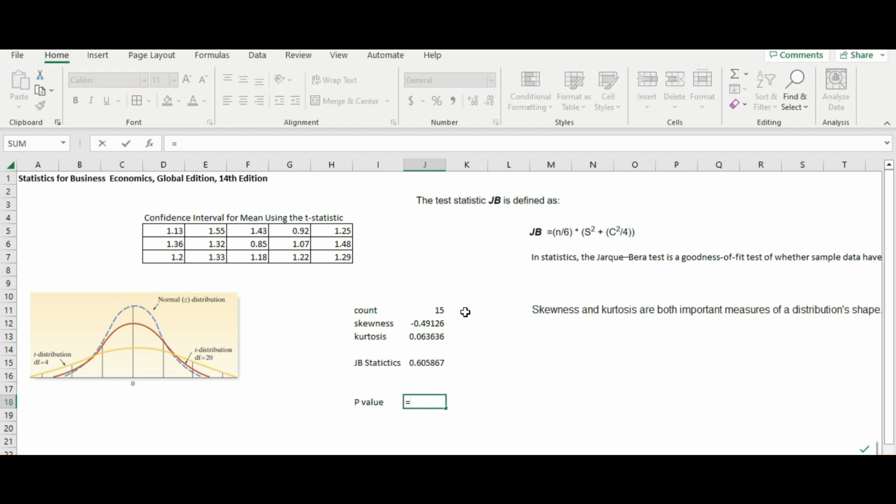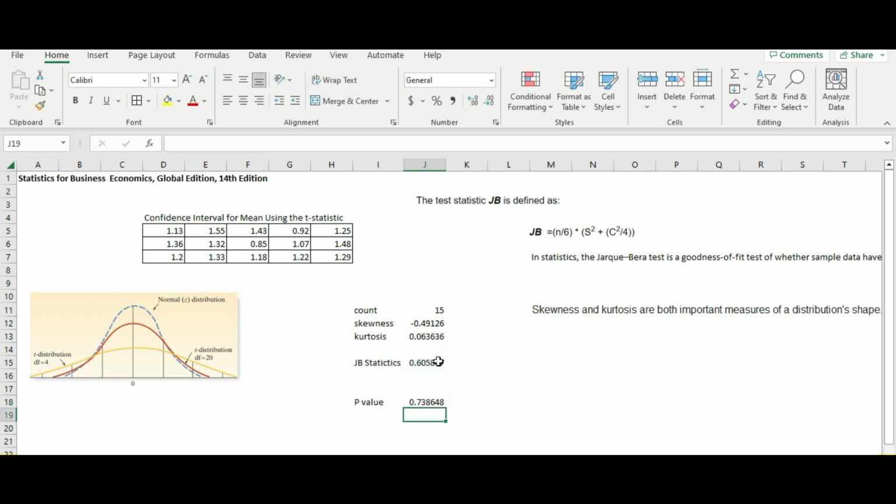So now we will be using the chi-square normality. We take the right tail probability of the chi-square distribution. This one, and then 2. The degrees of freedom is 2. This is the standard rule for the normality test, so the degrees of freedom will always be 2.